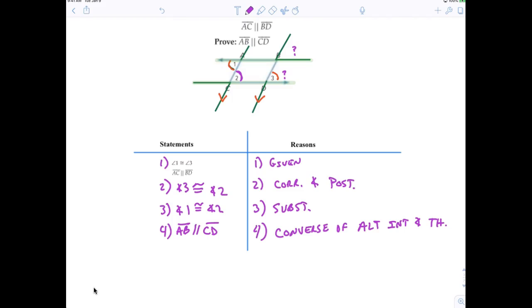Well, I don't think that was too hard. And if you don't write converse, am I going to be mad? No. I want you to know it's alternate interior angles, right? If the alternate interior angles are congruent, then lines are parallel. That's the converse. If the lines are parallel, the alternate interior angles are what? Congruent. That's the original theorem. Yes, sir. What about the alternate exterior angles?